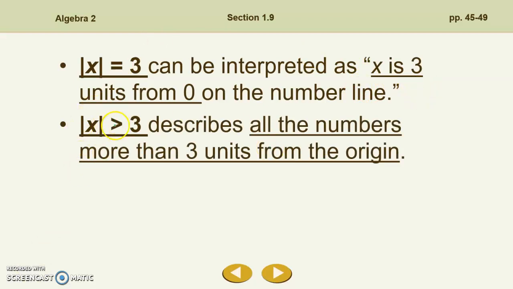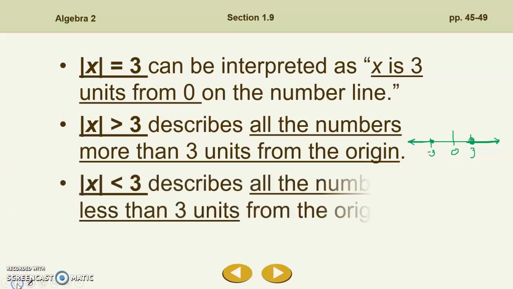The absolute value of x is greater than 3 describes all the numbers more than 3 units from the origin. So if we draw our origin here, and we have a 3, all the numbers greater than 3 spots away from the origin. So it's going to go this way for those 2 points, anything more than 3 spots away.